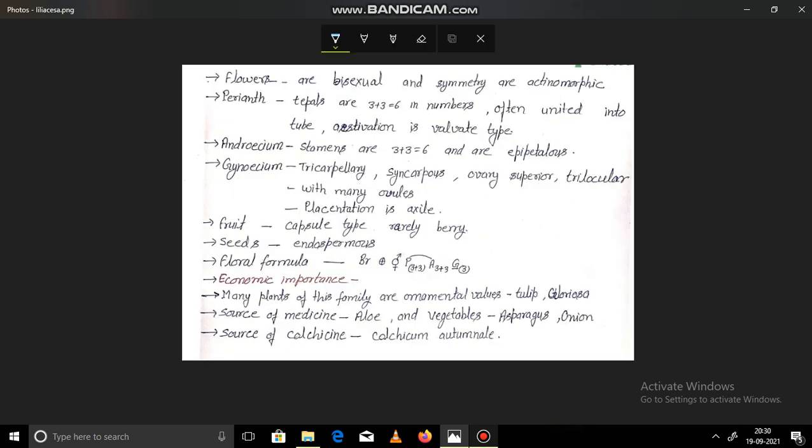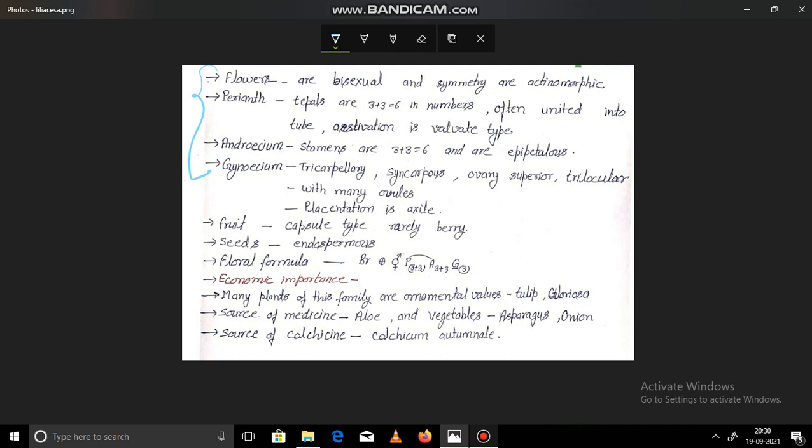So flowers, they are bisexual and symmetry is actinomorphic. This part I will explain while I'll be explaining the floral formula. I will mention all these characteristics in depth, and how to write them down. My technique is based on the floral formula. I'll be drawing the diagram, and based on those two I'll write down the characteristics. So that's an easy technique.